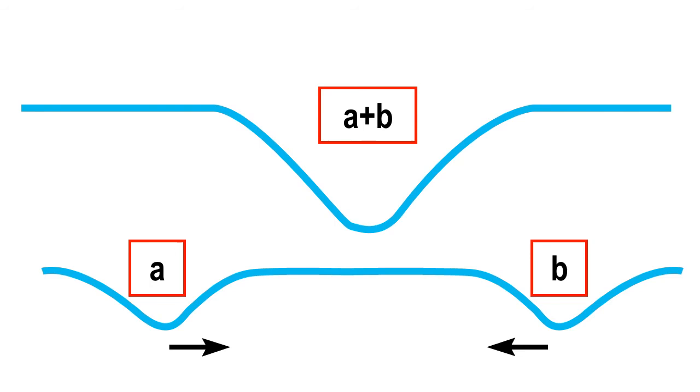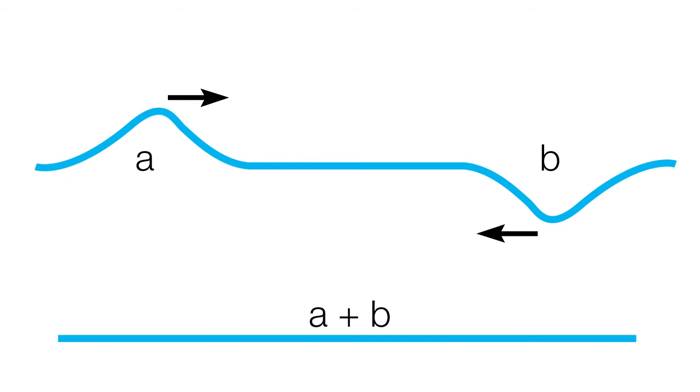Now, second example. We've looked at two crests interacting. Get a big rogue wave, enough to sink a ship. Or two troughs interacting, big deep trough, enough to sink a ship. Well, hopefully not.